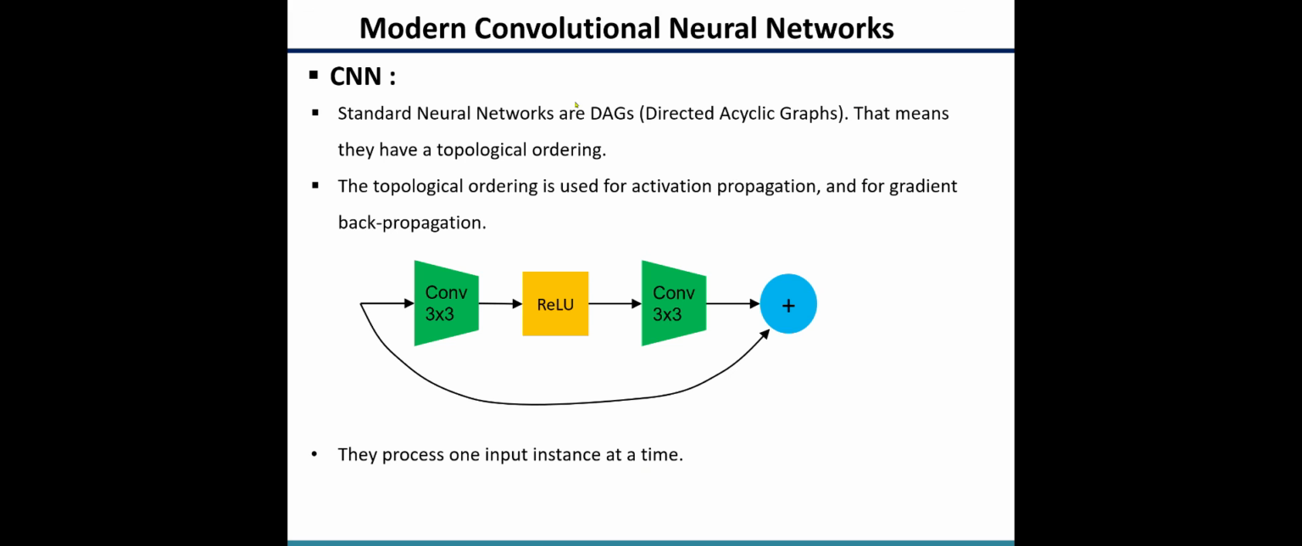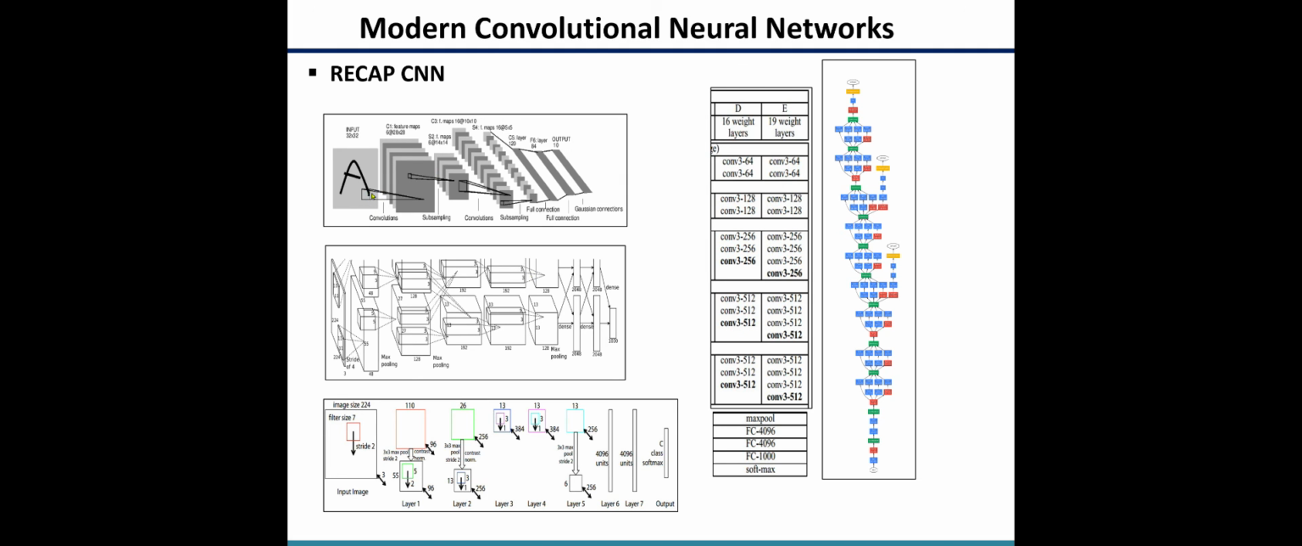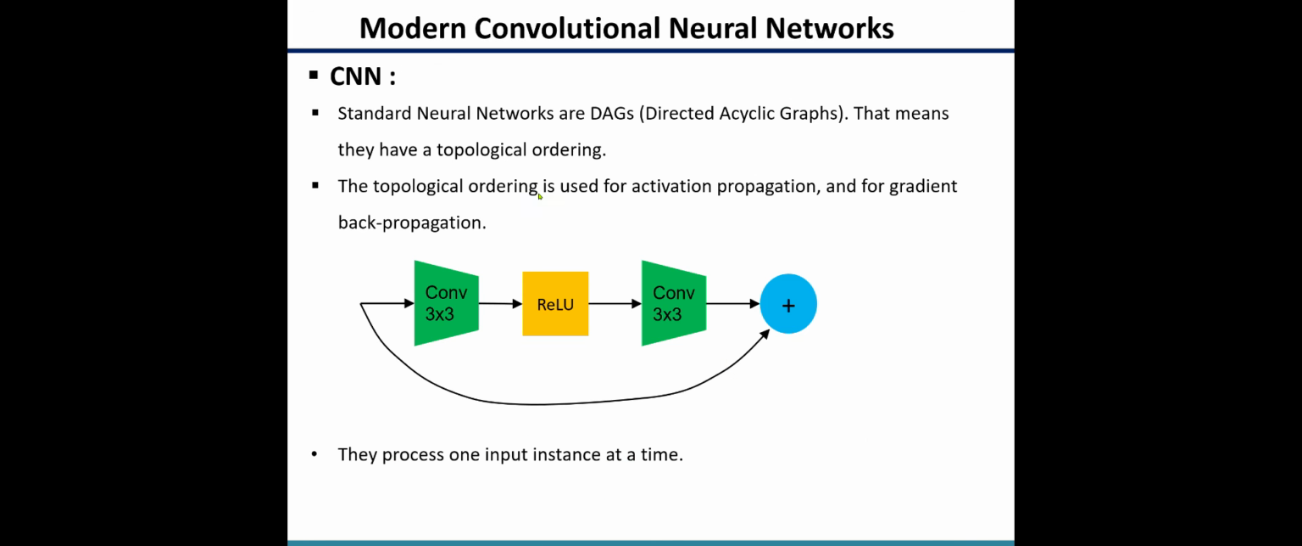Next, like a standard neural network, a CNN is a directed acyclic graph. That means it has a topological ordering. The topological ordering is used for activation propagation and for gradient backpropagation. They process one unit instance at a time. One by one they follow the actions. So first follow this value, then again this value, this value, this value, and they take too much time to calculate. That's why deep learning requires high processing systems for calculation.